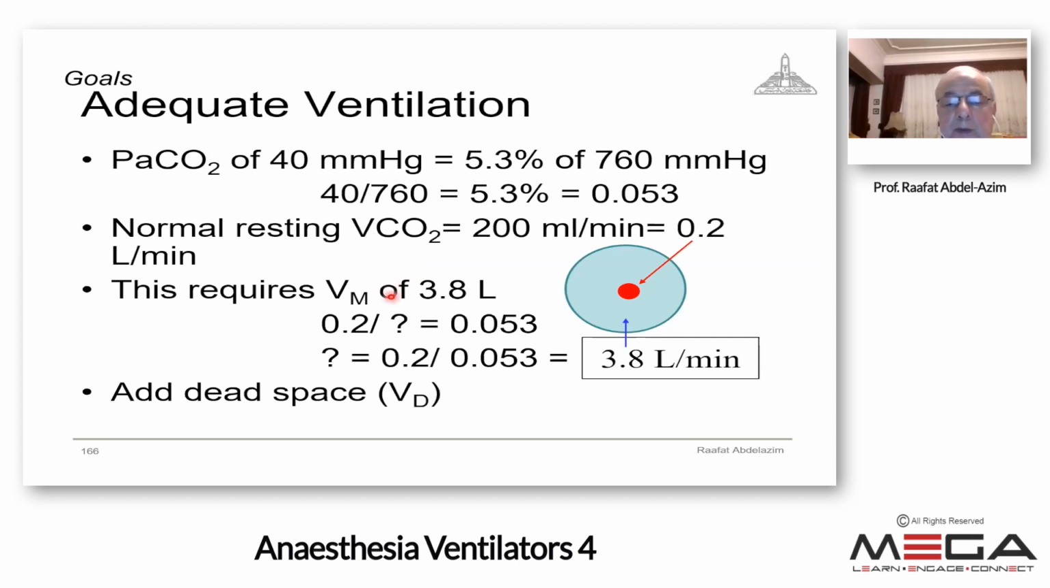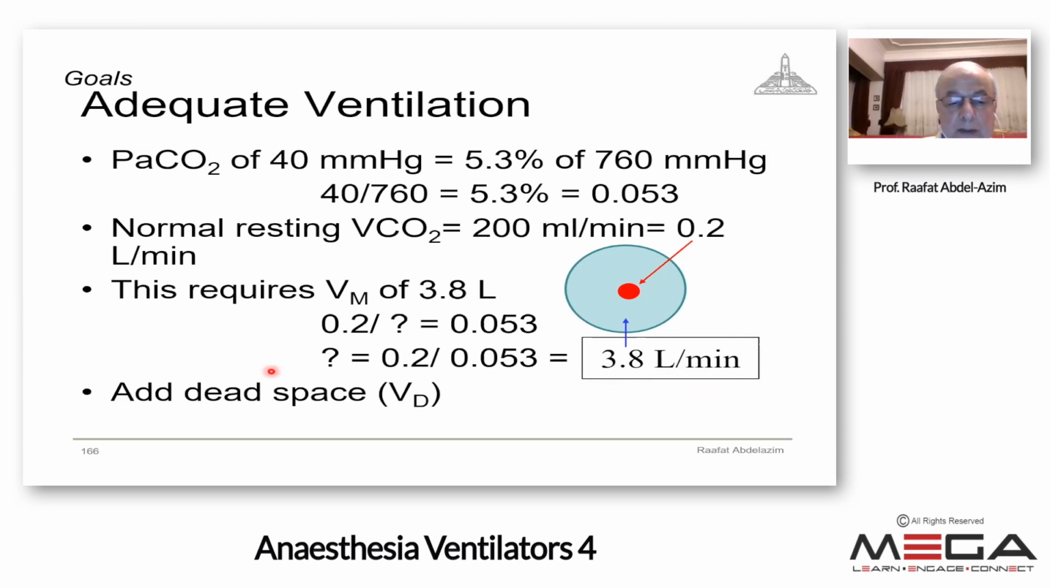Going to the opposite side, we want to keep the relationship between 0.2 with the unknown minute volume. By cross multiplication, we reach this number of 3.8 liter per minute. So the relationship between 0.2 liter per minute, that is carbon dioxide production, in relation to the total minute volume of 3.8 liter per minute, keeps the relationship of 40 millimeter mercury to the total pressure. So in an adult patient with normal carbon dioxide production of 0.2 liter per minute, to keep the CO2 at 40, we need 3.8 liter per minute.